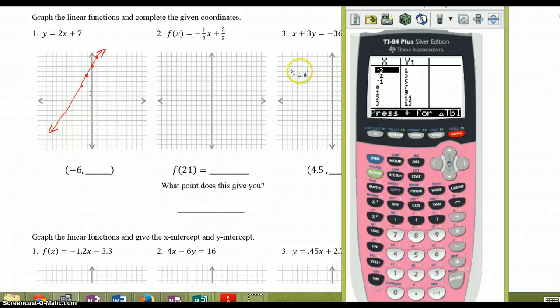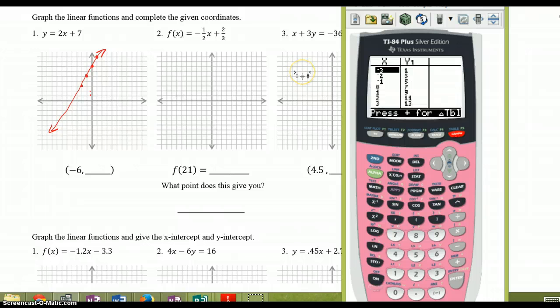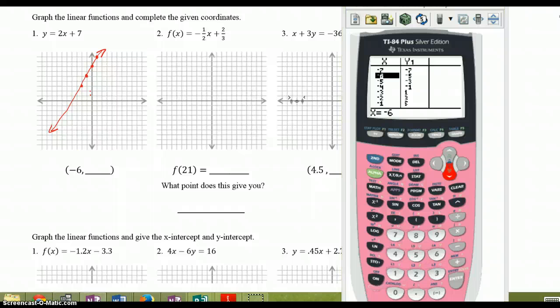Go back to your graph, press graph again, and make sure you plotted everything correctly, and that it looks just like your picture. Now also in number 1, we're supposed to complete this coordinate, negative 6, something, so x is negative 6. A really easy place to get that is back in your table. So second graph brings up your table, and then just scroll around until you find where x is negative 6, and you can very clearly see from your table that when x is negative 6, y is negative 5, and we're finished with number 1.